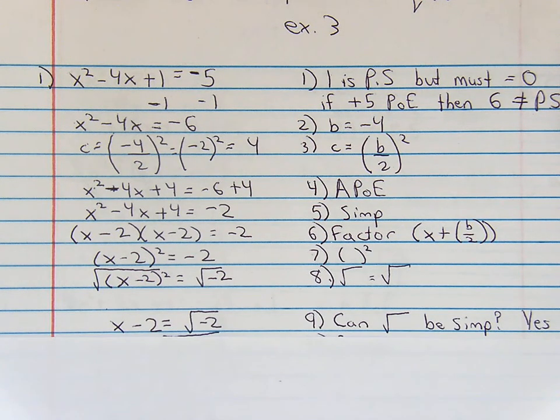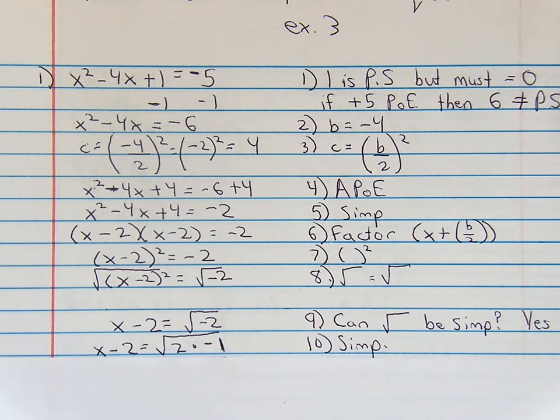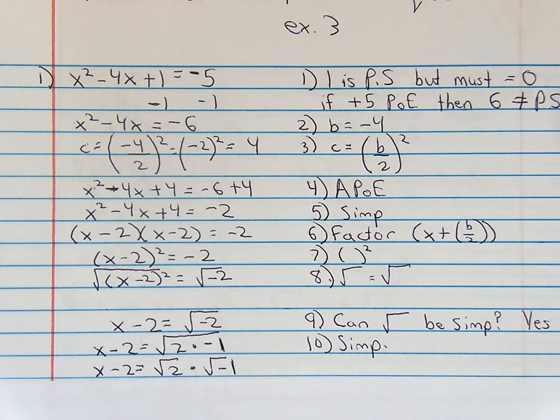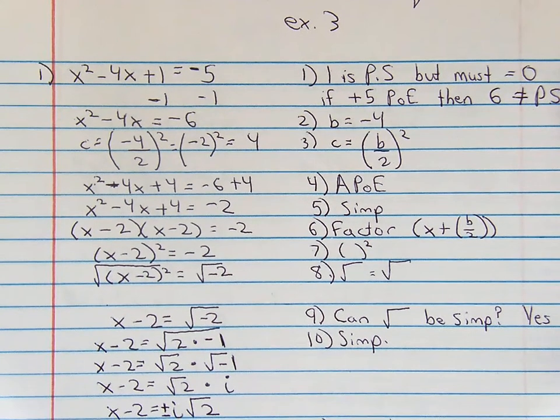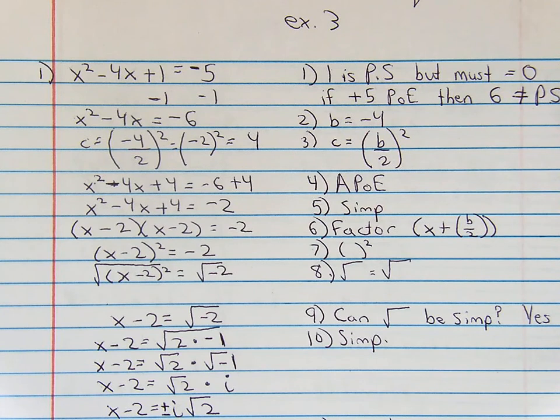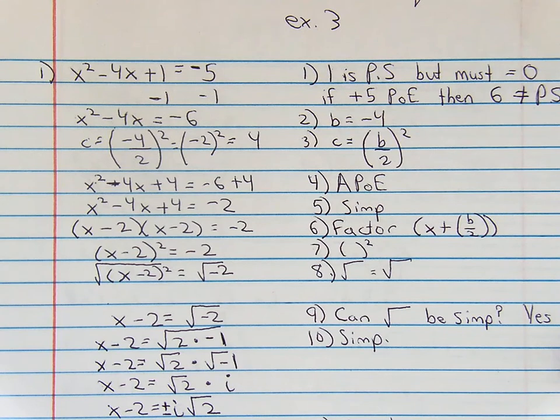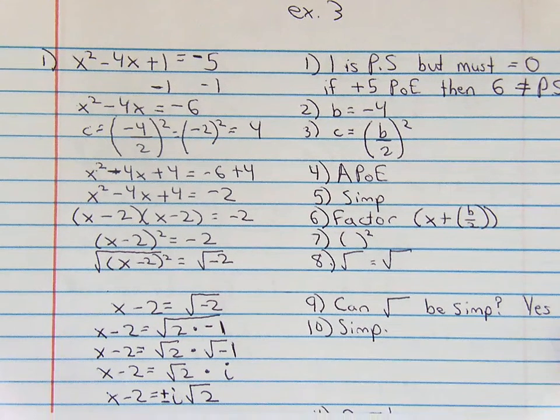So can the square root of negative 2 be simplified? And actually it can be, because we can write it as the square root of 2 times negative 1. And if you remember, the square root of negative 1 can actually be written as i. And that can thus be rewritten as x minus 2 equals plus or minus i square root 2.